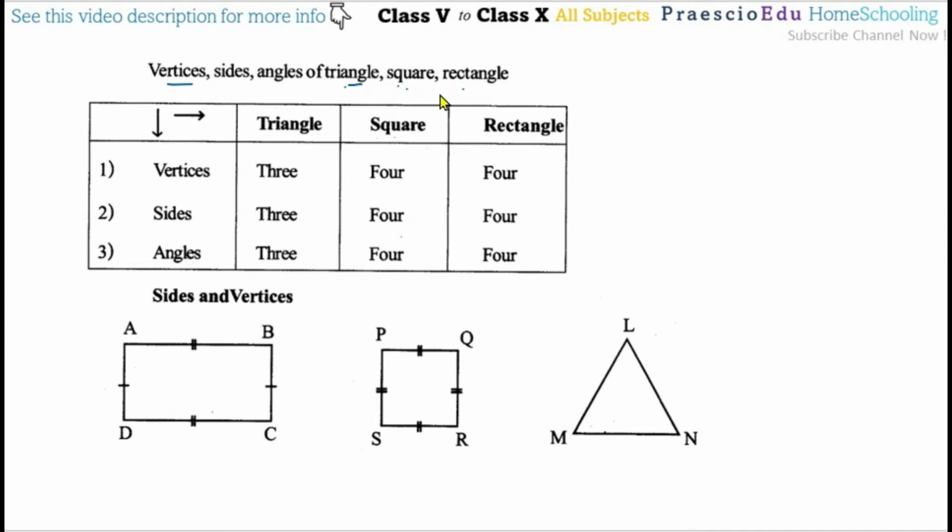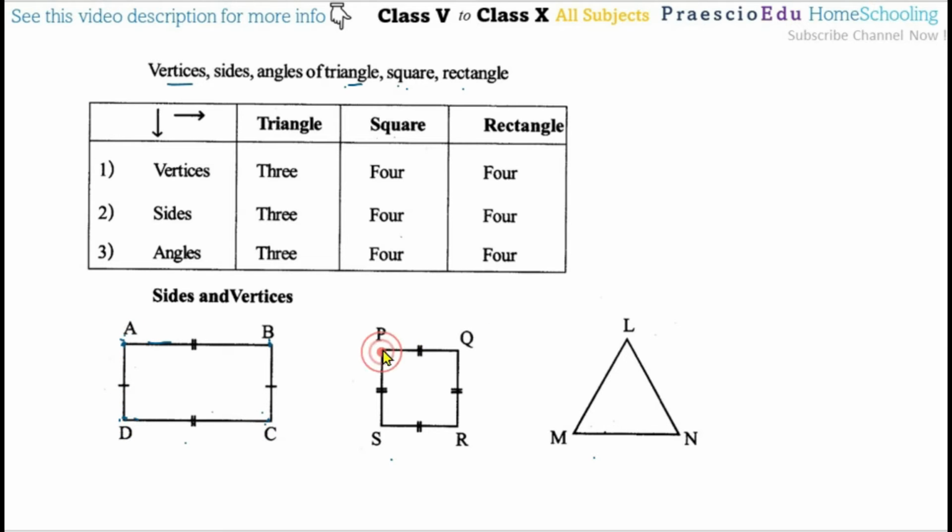So what exactly are vertices? This is a rectangle, this is a square and this is a triangle. The lines joining at one point are called a vertex. Now these lines, this AB and this AD, are joining at A, so this is one vertex. Now AB and BC are joining at point B, so this is also a vertex. Then BC and DC are joining at C, so C is a vertex. AD and DC are joining at point D, so this is a vertex.